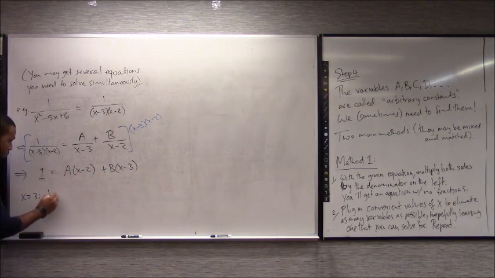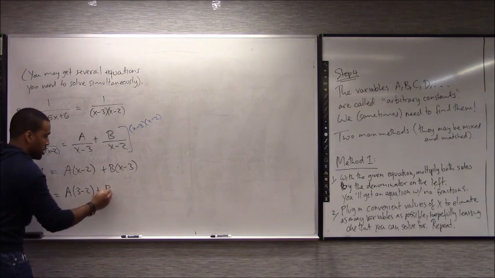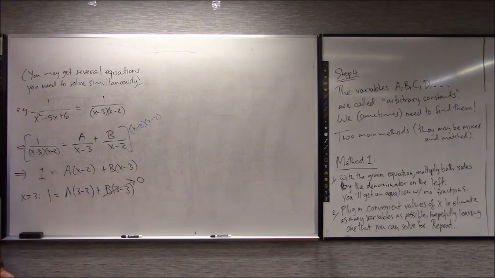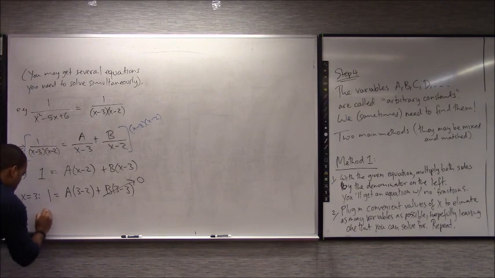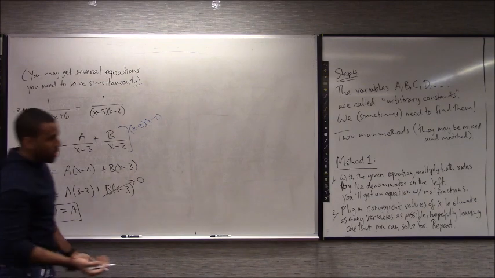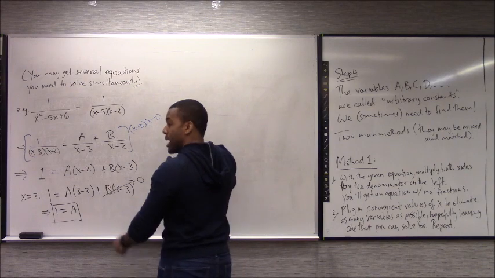What's going to happen? I'm going to have a 1, A times 3 minus 2 plus B times, of course, 3 minus 3. That's going to go off to 0. The B is now eliminated. I now have an equation where only the A is there. In fact, I get right away, A must be 1. What do I do now? Repeat. So I'm going to go back to the original equation.